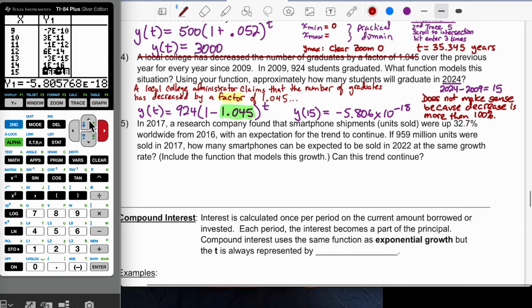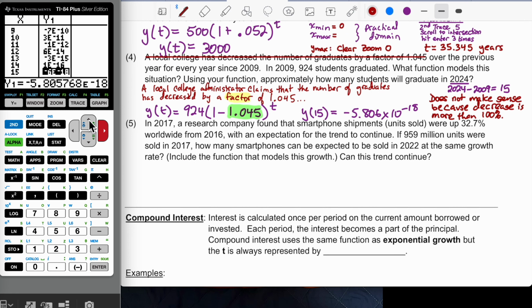The next one, number 5, 2017. A research company found that smartphone shipments, units sold, were up 32.7% worldwide from 2016, with an expectation for the trend to continue. If 959 million units were sold in 2017, how many smartphones can be expected to be sold in 2022 at the same growth rate? So a much more straightforward example.